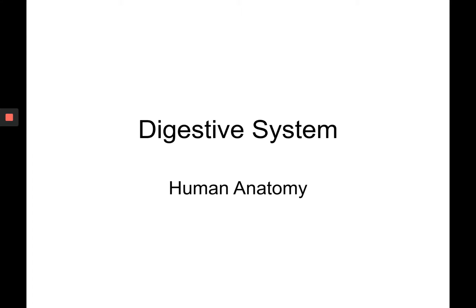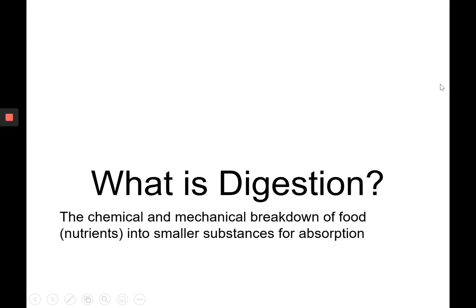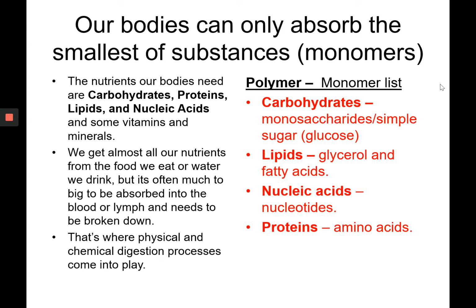Today we are going to talk about the digestive system. So first, what is digestion? Digestion is the chemical and mechanical breakdown of food, and it's the breakdown of food from larger substances into smaller substances. Those smaller substances will be absorbed in the small intestine.